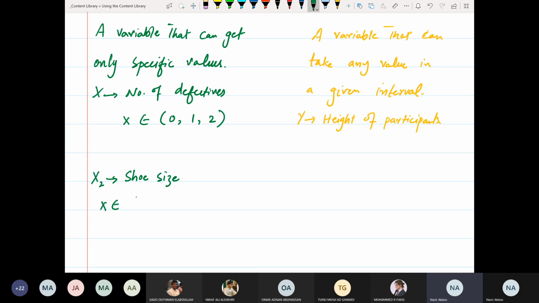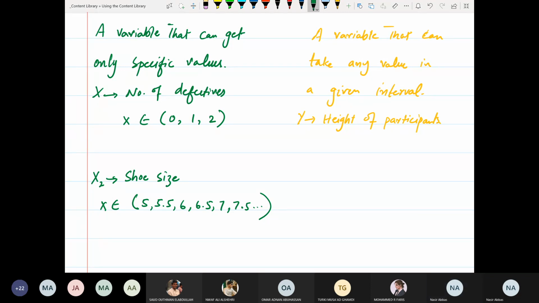Where X belongs to 5 and then 5.5 and then 6 and then 6.5 and then 7. And I don't know what is the maximum. I think they go all the way up to 9. Although this is decimal, this is still discrete. Why is it discrete? Because this is getting specific values and there is nothing in between the values. There is 5, then there is 5.5, and there is nothing between 5 and 5.5.